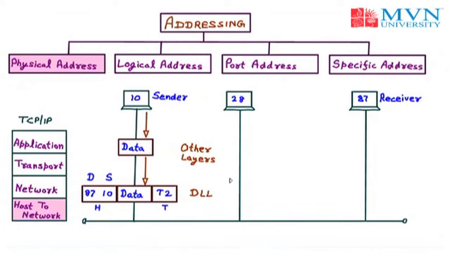Now at the data link layer, or the host network layer, we will add a header and the trailer. In the header we have added the source address and the destination address. These are the physical addresses. Now we'll send the particular frame to the bus. Now this particular frame is broadcast to system number 2, that is the physical address 28, and system number 3, that is the physical address 87. Now the system with physical address 28 discards the frame, but the physical address 87 system will accept that particular frame. Now the procedure is the same as at the sender.